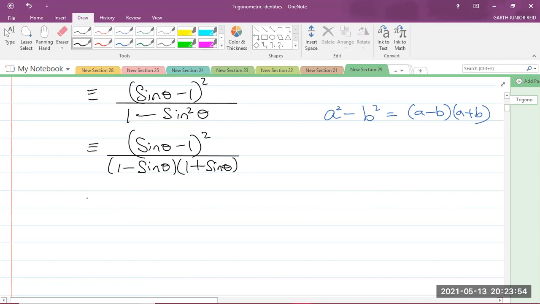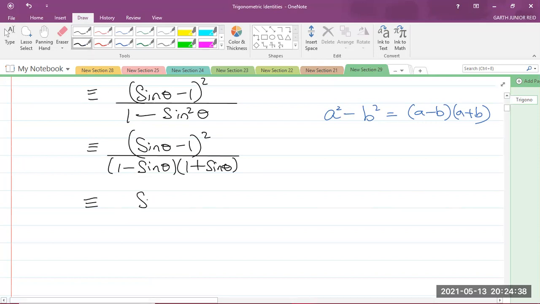Good. Now what we wanted to do is some cancellation. However, if you look carefully, we can't cancel any terms. If you have sine theta minus 1 all squared, and you have 1 minus sine theta in the denominator, and you cancel those out, you will be incorrect. Those are not the same terms, so we can't do any canceling there. However, what we can do is manipulate the term in the denominator. So we have 1 minus sine theta in the denominator.